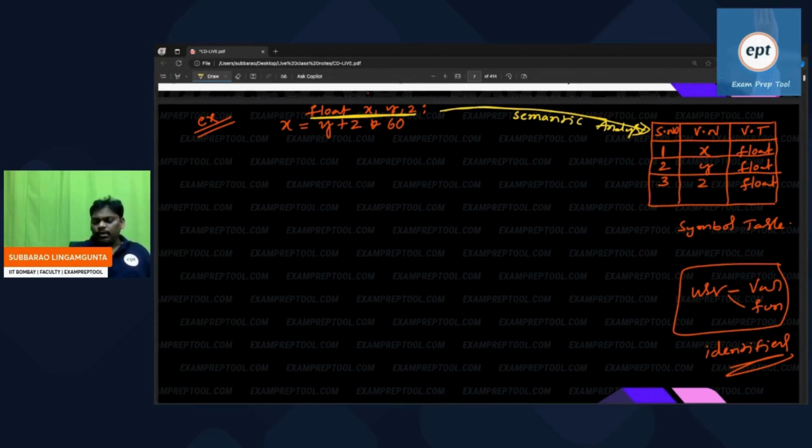Everyone can store. I can guess because of the experience I have. By seeing the declaration, the semantic analyzer will store in the symbol table. X is a float, Y is a float. The semantic analyzer will store the total information in the declaration inside the symbol table. But remember, this is not our goal. Our goal is this line only.